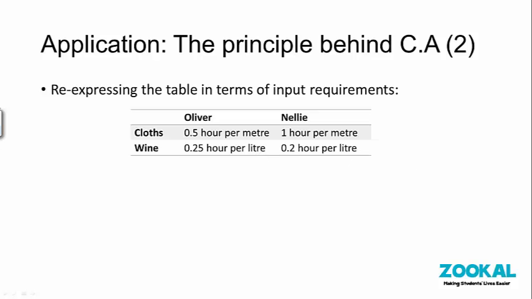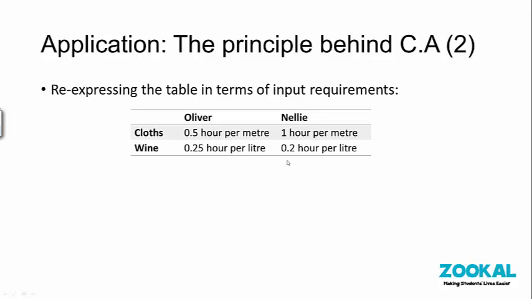Yeah. So now the opportunity cost of producing cloth for Oliver is 2 liters of wine, right? Because it'd be 0.5 over 0.25, which is 2. While the opportunity cost of producing cloth for Nellie would be 5 because it's 1 over 0.2, which will give you 5. So the comparative advantage goes to the agent with the lower opportunity cost for a specified good, right? So in this case, Oliver has both an absolute and comparative advantage in producing cloth.